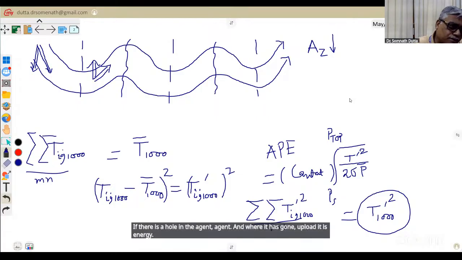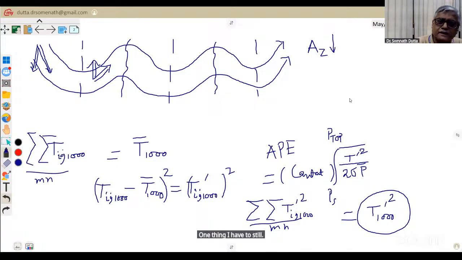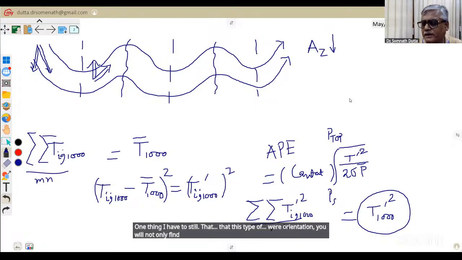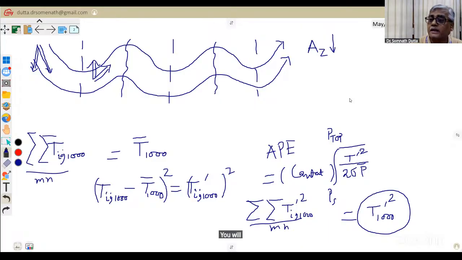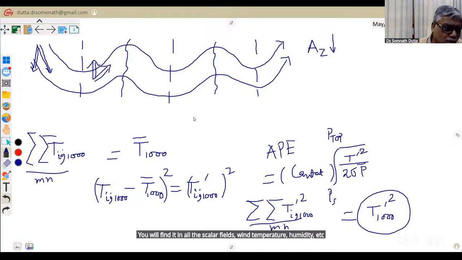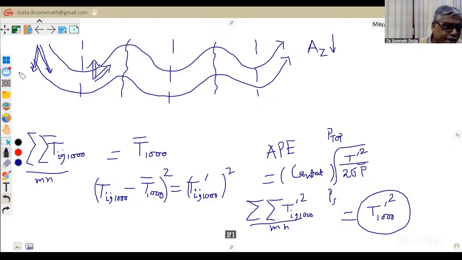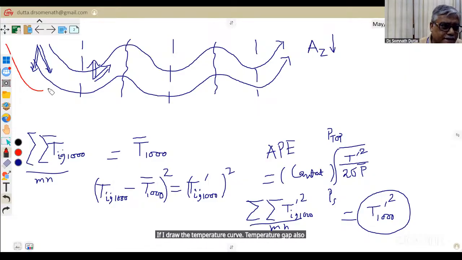One thing I have to tell you is that this type of orientation you will find not only in the geopotential height or wind field, but in all the scalar fields: wind, temperature, humidity, etc. So if I draw the temperature graph also, it will be like this.